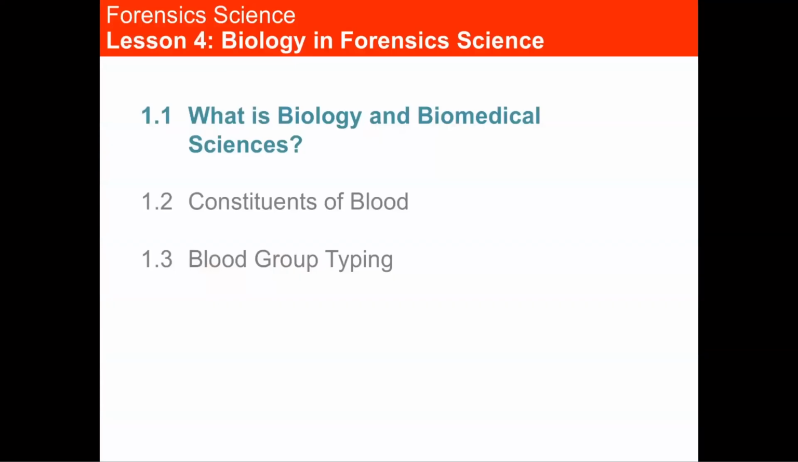Now, these are the things that we are going to cover for this lesson. The first part is what is biology and biomedical sciences. This is the introduction. Then the second section will be on the constituents of blood. And finally, we are going to go through the section on blood group typing. In other words, how do we differentiate between the different blood groups?